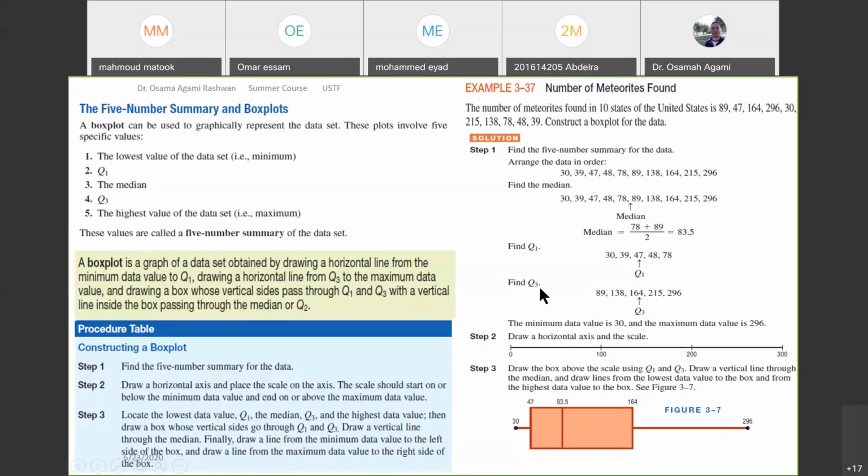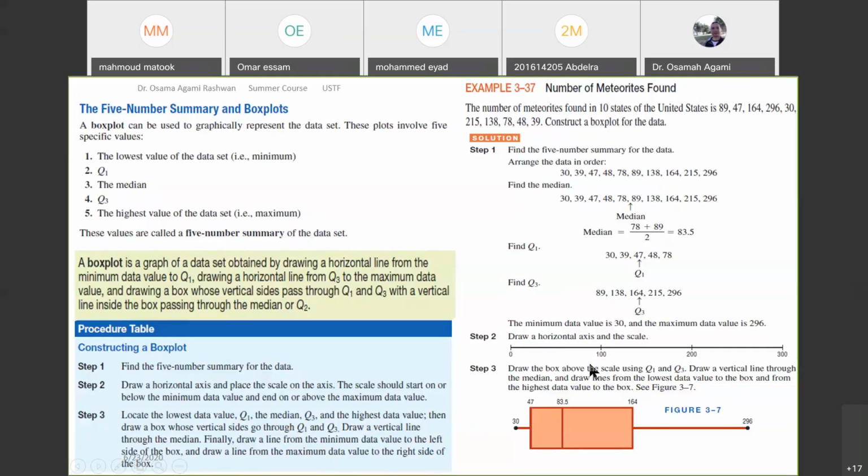What about the Q3? 75% of the 10 is exactly 7.5. So I'll go 1, 2, 3, 4, 5, 6, 7. I don't have a 7.5 position, but I will take the next one, which is number 8. So the third quartile is 164.